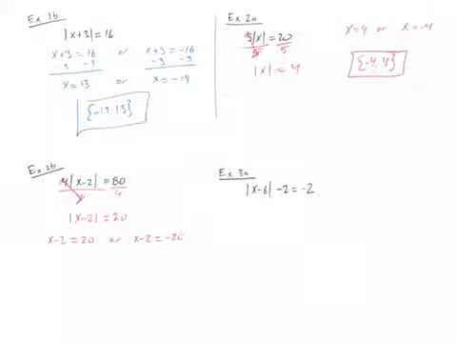So let's just go about solving this. I'm going to add 2, so I end up with x is equal to 22. Or if I add 2 over here, I end up with x is equal to negative 18. So my solution set is going to be negative 18, 22.